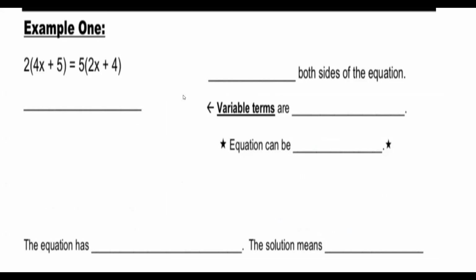Okay, so in the problem, it's going to ask us to distribute. We see a 2 in parentheses on the outside, and then we see a 5 in parentheses on the outside. So that's telling us that we're going to need to distribute that 2 to every single term inside the parentheses.